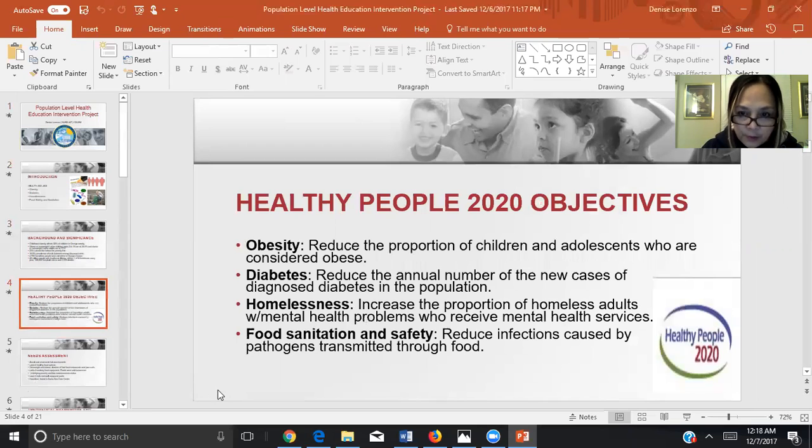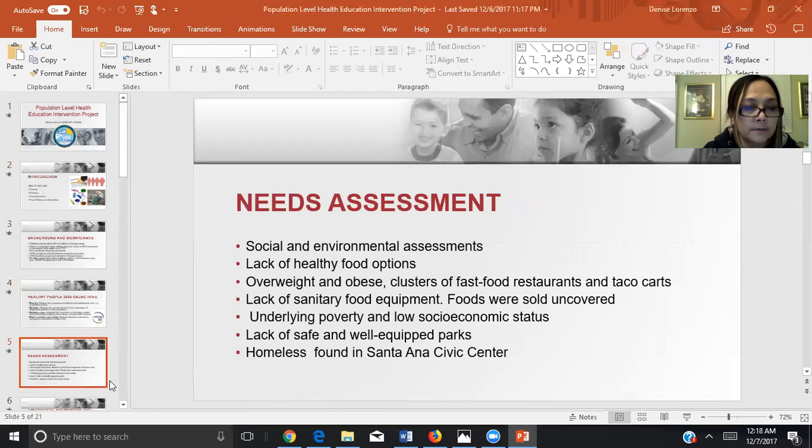Healthy People 2020 Objectives. This project was developed with these objectives in mind. For obesity, reduce the proportion of children and adolescents who are considered obese. Diabetes, reduce the annual number of new cases of diagnosed diabetes in the population. Homelessness, increase the proportion of homeless adults with mental health problems who receive mental health services. And food sanitation and safety, reduce infections caused by pathogens transmitted through food.